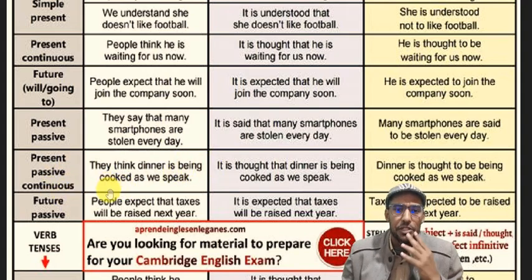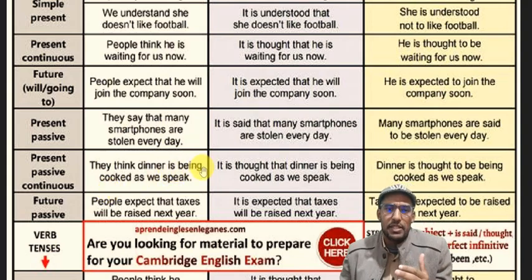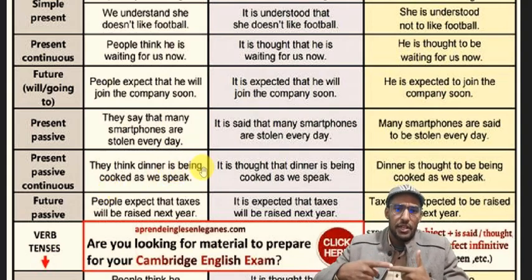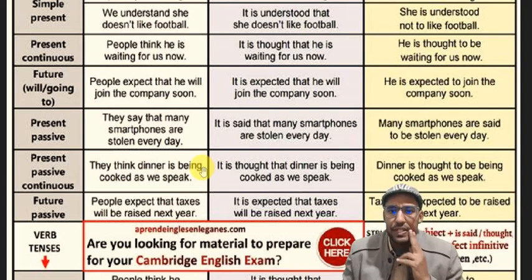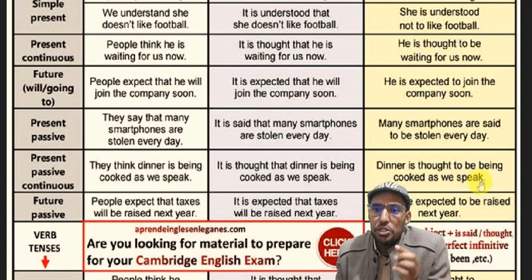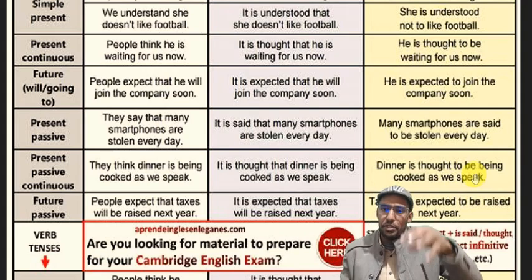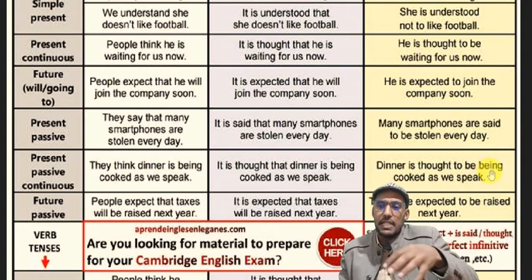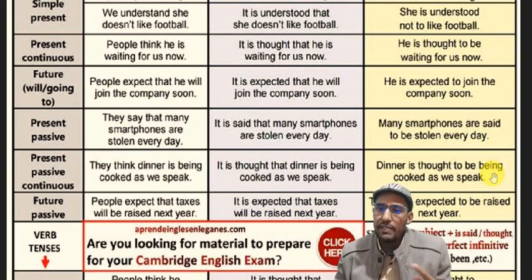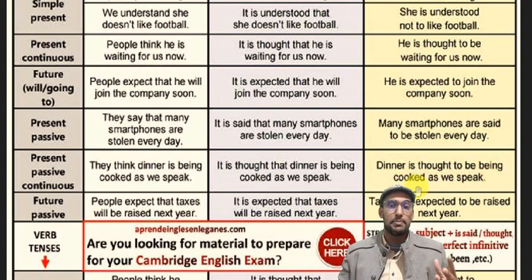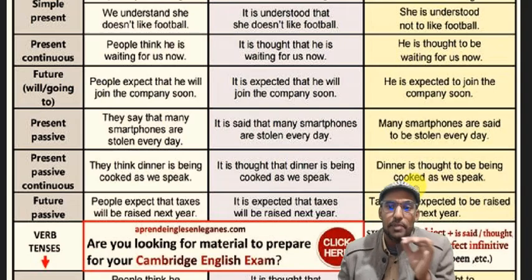Okay, so I have present passive continuous: is being cooked. Is being, this is present continuous, and then we have cooked, this is passive. So present passive continuous becomes: dinner is thought to be. We have to put the verb to be in the infinitive, plus being as it is, right, to indicate this progressive aspect, plus the past participle, guys, at the end. To be being cooked.